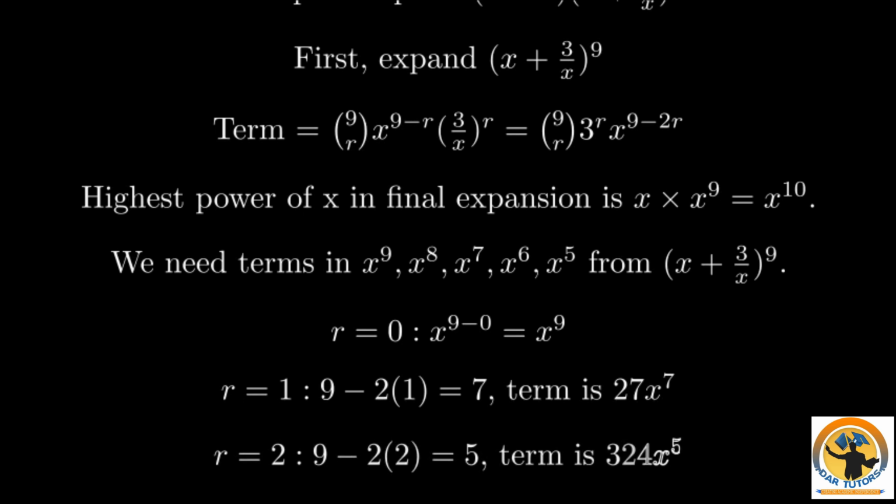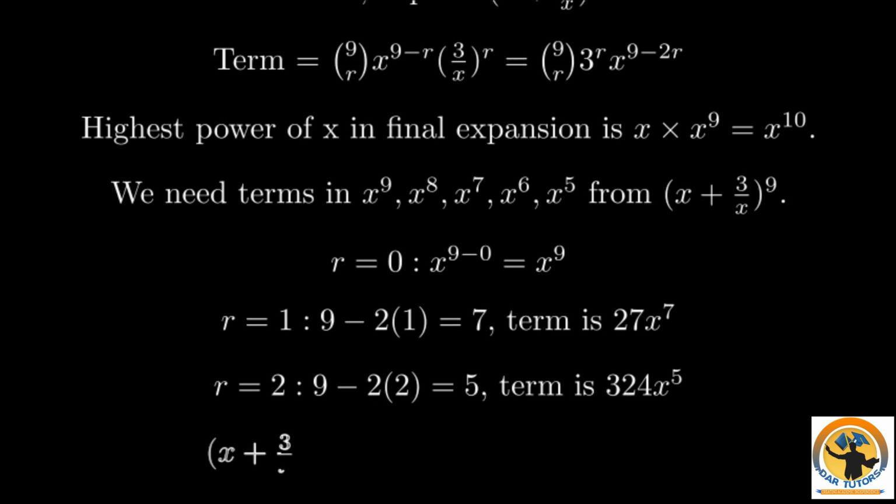The term is 324x to the 5th. So, the expansion of (x + 3/x)^9 starts with x to the 9th plus 27x to the 7th plus 324x to the 5th, and so on.